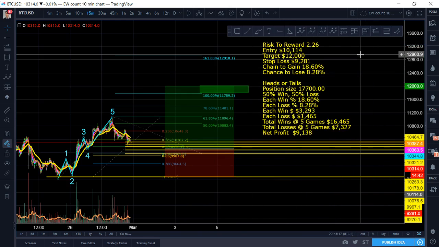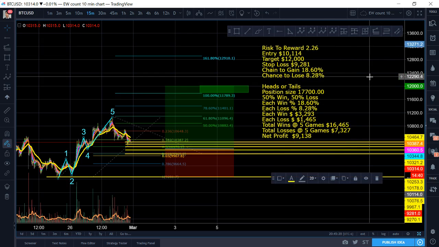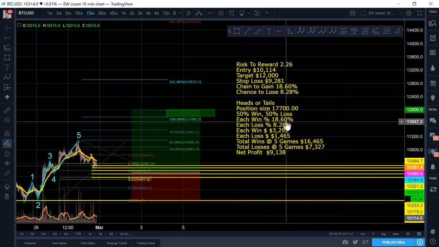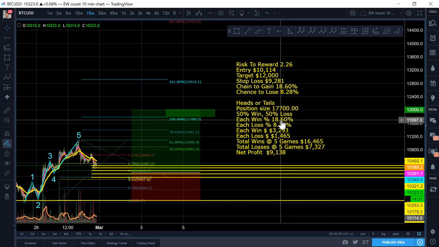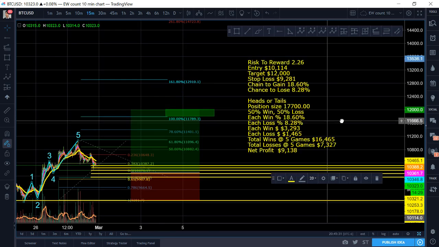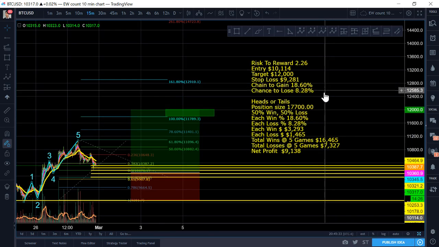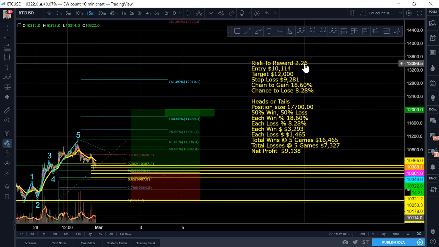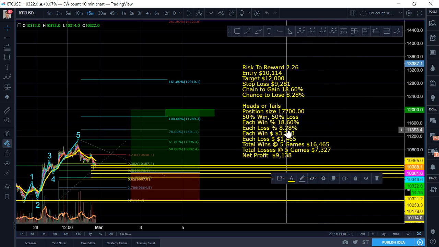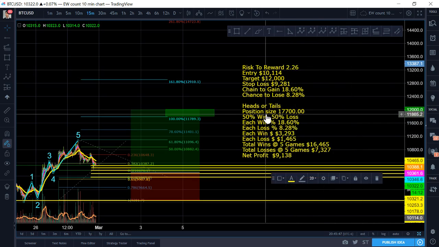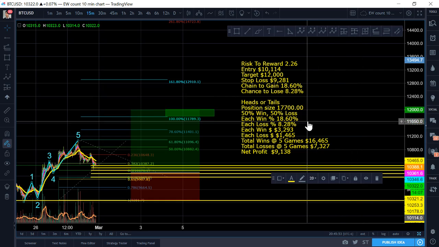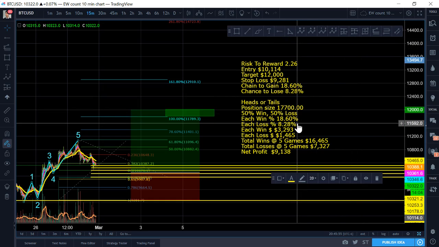Now if we play heads or tails every time, and your buddy says to you, okay, 50% win, right? And I'm going to give you whatever you want to bet, but I'm only going to let you win 18.6% of your money for whatever you play. So I'm like, okay, I'm going to play a position size of $17,700. If you win, you're going to win 2.26 times more than you lose. So we do the math: 8.28 multiplied by 2.26 is equal to 18.6, right? That's what a risk to reward ratio of 2.26 means. It means you can win 2.26 times more than you lose.